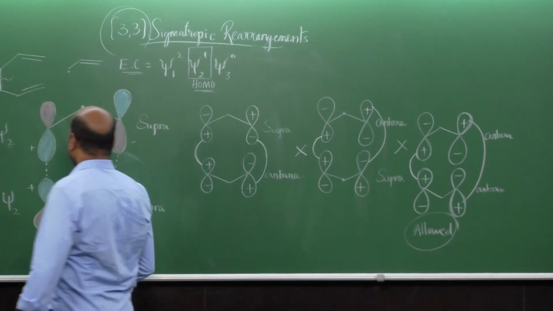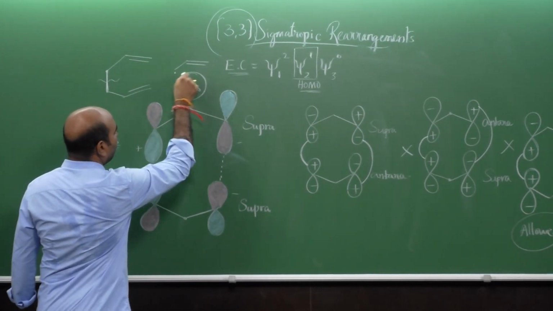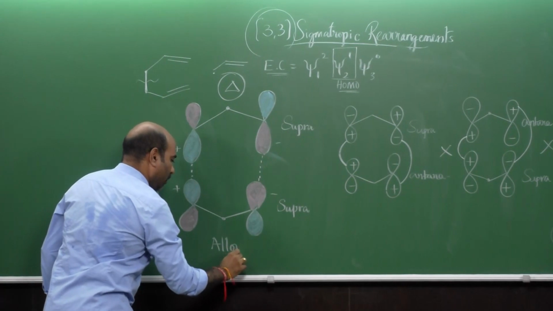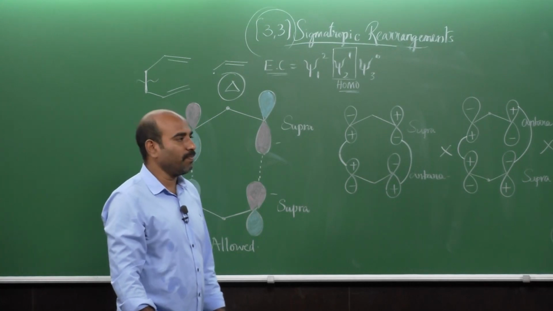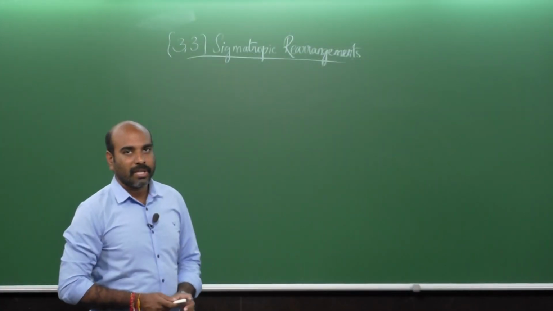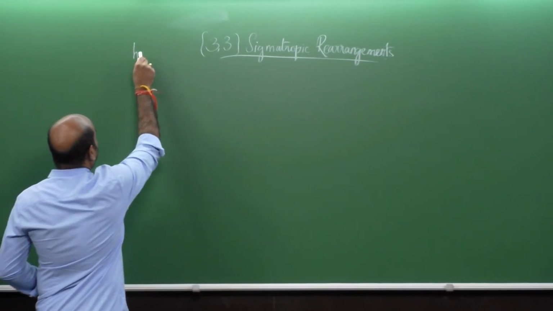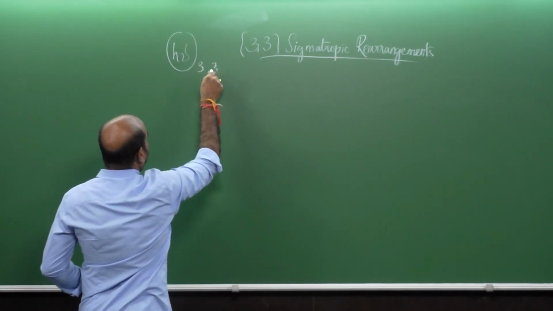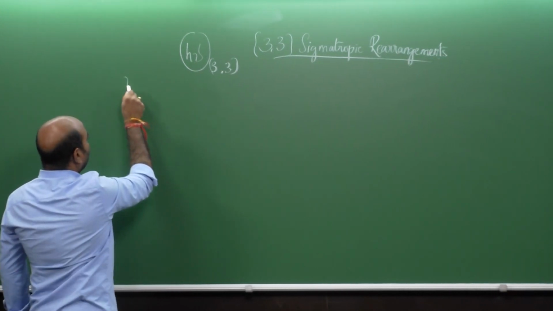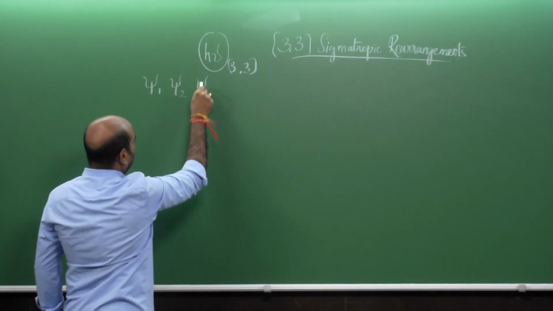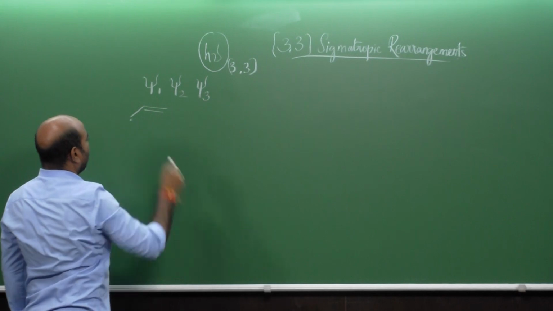So what is allowed here? Supra mode of interaction under thermal conditions is allowed, as well as antara mode of interaction under thermal conditions is also allowed. Now under photochemical conditions, the analysis will be like this. See, photochemical conditions of 3,3 sigmatropic rearrangement. There will be three molecular orbitals, Psi1, Psi2 and Psi3 for each species, reactive species, right?